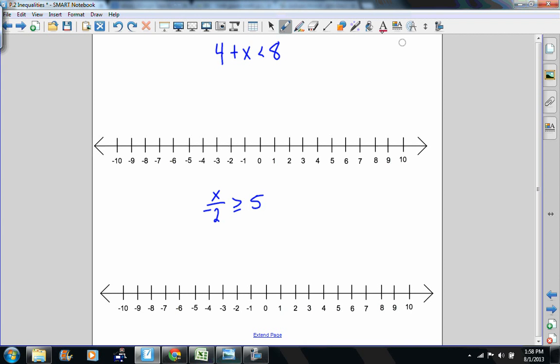So for the top one, we are going to subtract 4 from both sides. We do not flip the sign because we're not multiplying or dividing. So it's x is less than 4. So we go here, open circle, and then we shade left. Here on the bottom, we're going to multiply by a -2, which is a negative number, so we do flip the sign. 5 times -2 is -10. This is a closed circle because the line's underneath. And we are going to shade left.